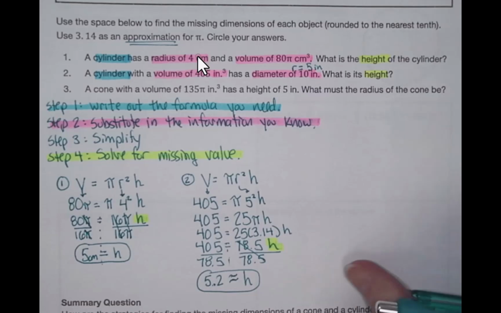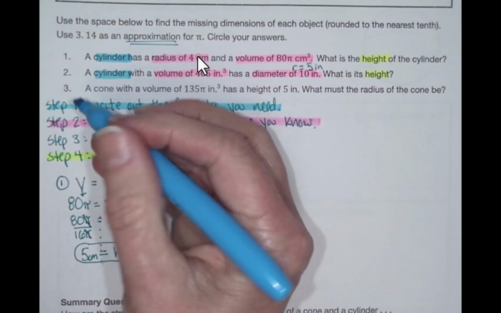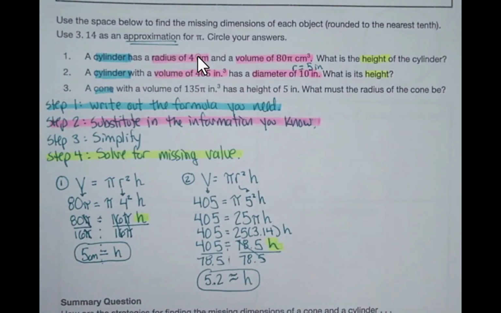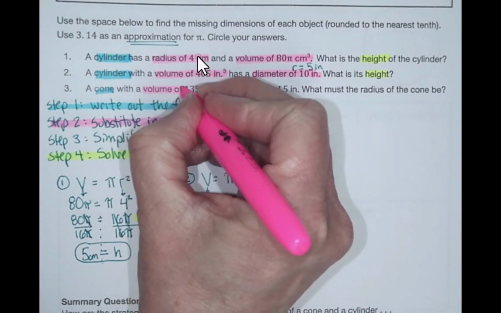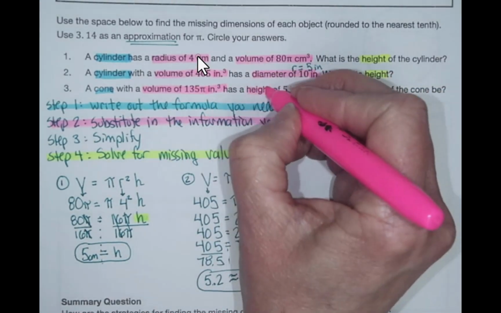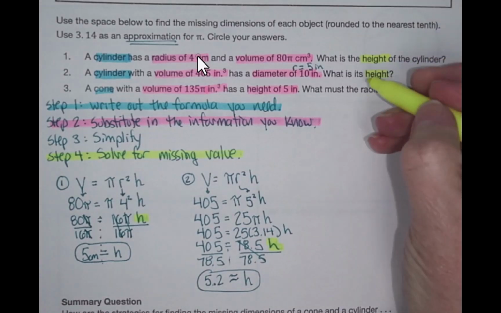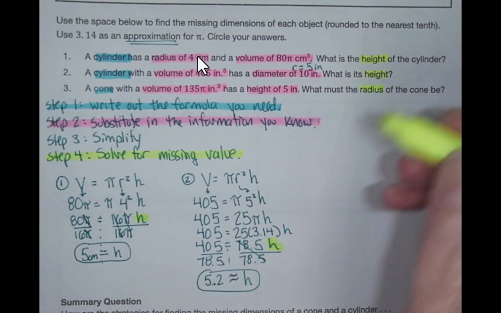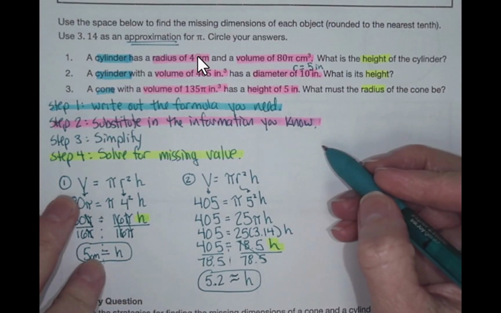And let's look at one last one. This one's got a cone. I'll highlight again as I go. So this third one, a cone with a volume. Here's the information we're given. A volume of 135 pi inches cubed has a height, we have the height this time, of 5 inches. And this time we're asked, what's the radius? This is going to be very different. We're going to have a lot of thinking to do with this one. But let's just follow these steps. That'll get us started anyway.